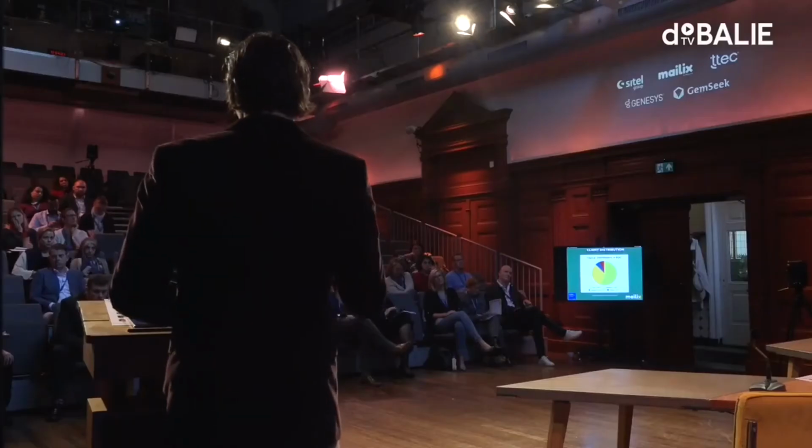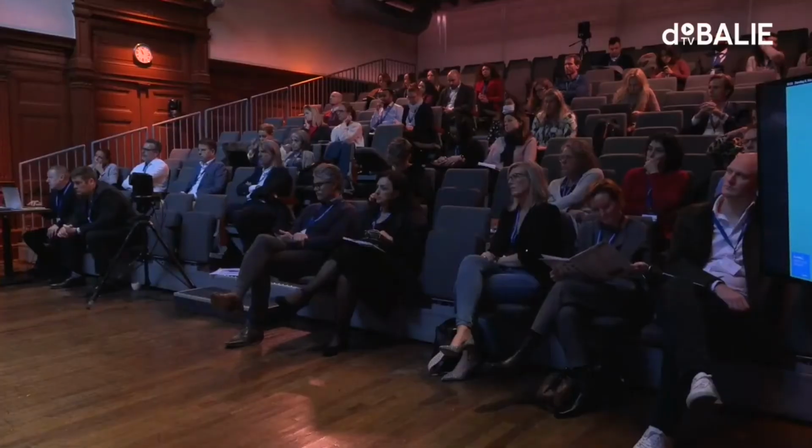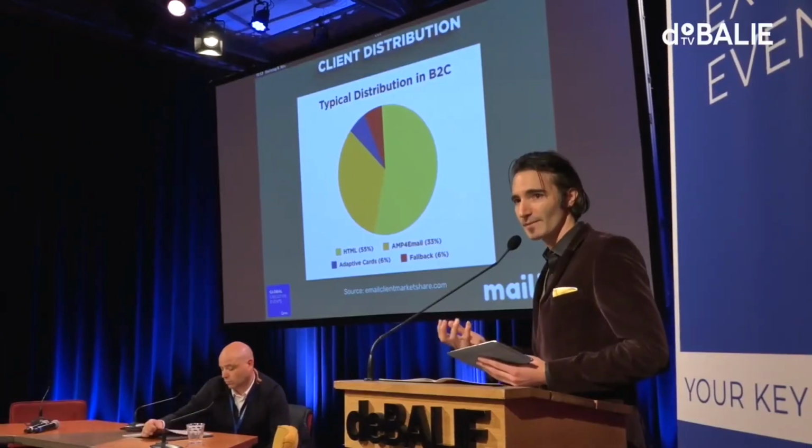Then we have somewhere between 20 and 35% Gmail, which we can address with AMP. In B2C, Outlook is luckily very much down. So we have only about 6% that need the Outlook treatment, and then we have a few percent of email clients that don't support anything, which really need this fallback I was mentioning before.